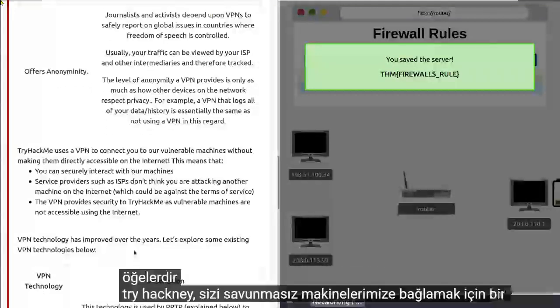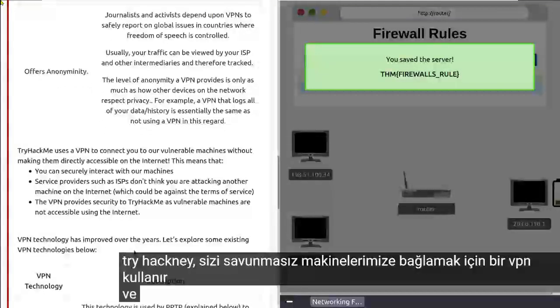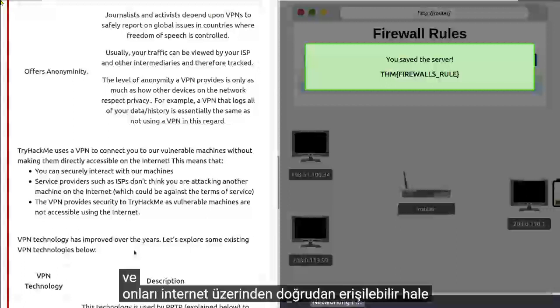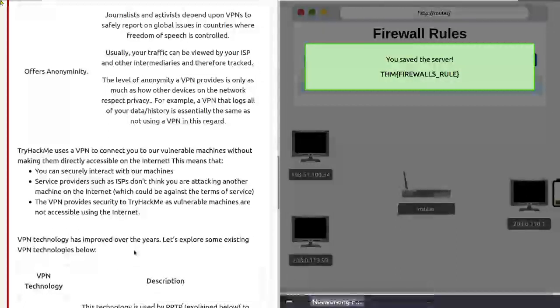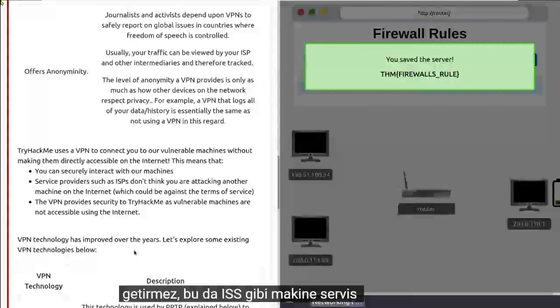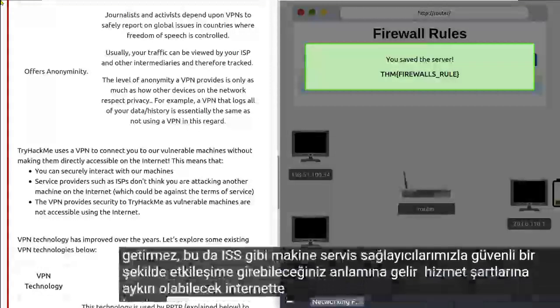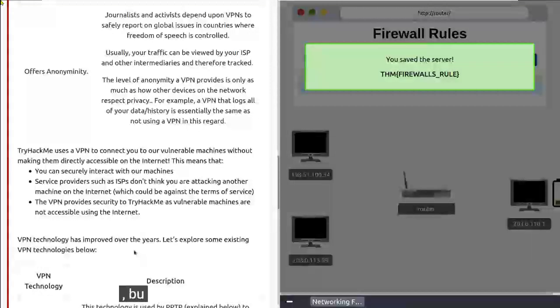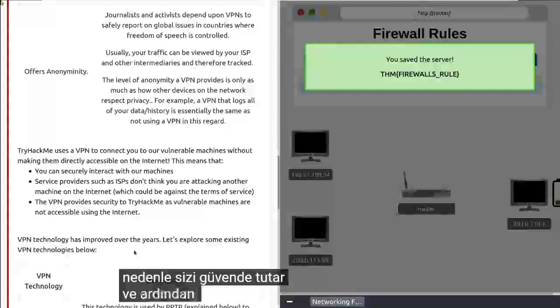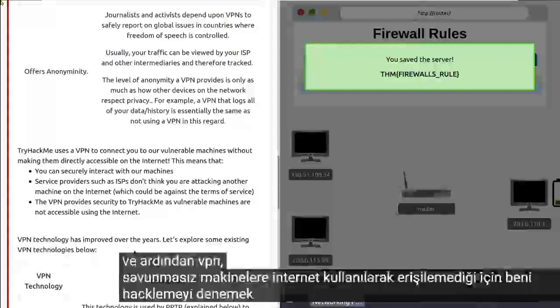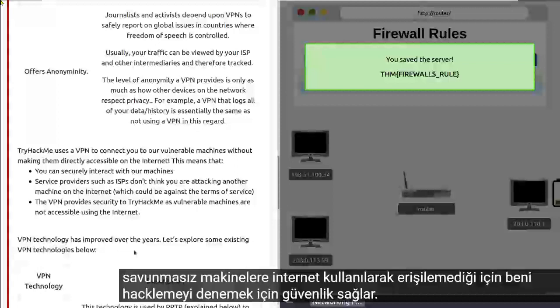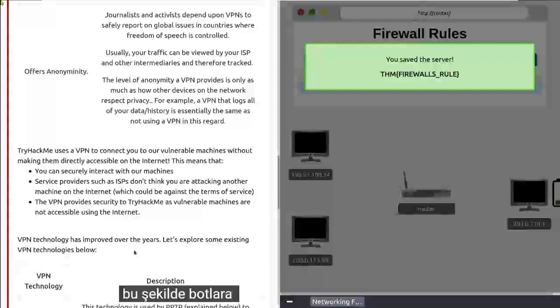TryHackMe uses a VPN to connect you to our vulnerable machines without making them directly accessible on the internet. This means that you can securely interact with our machines. Service providers such as ISPs don't think you're attacking another machine on the internet, which could be against the terms of service, so it keeps you safe. And then the VPN provides security to TryHackMe, as vulnerable machines are not accessible using the internet, so they're not susceptible to bots in that specific way.